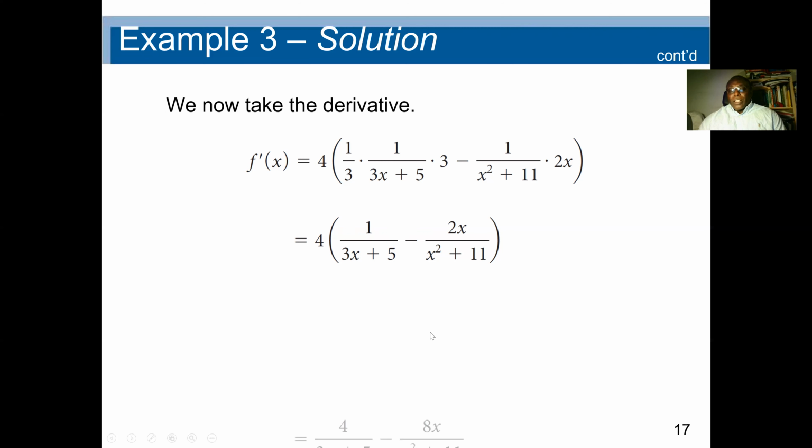Again, we can leave the answer like this, or we can also simplify. Here we multiply 4 by everything. So we get 4 over 3x plus 5 minus 4 times 2 is 8, so 8x over x squared plus 11.